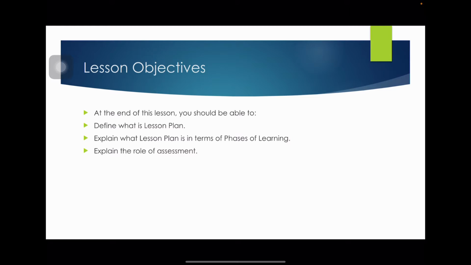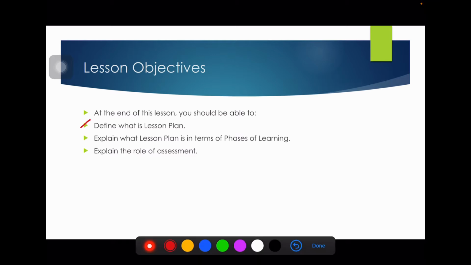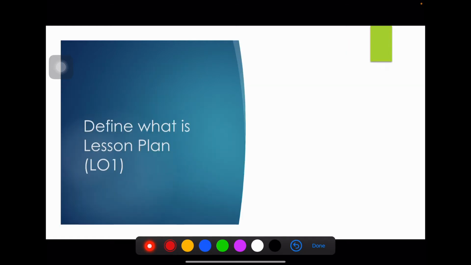So the lesson objectives: at the end of this lesson, you should be able to define what a lesson plan is, explain what a lesson plan is in terms of phases of learning, and explain the role of assessment. Let's have a look at the first LO, which is to define what a lesson plan is.